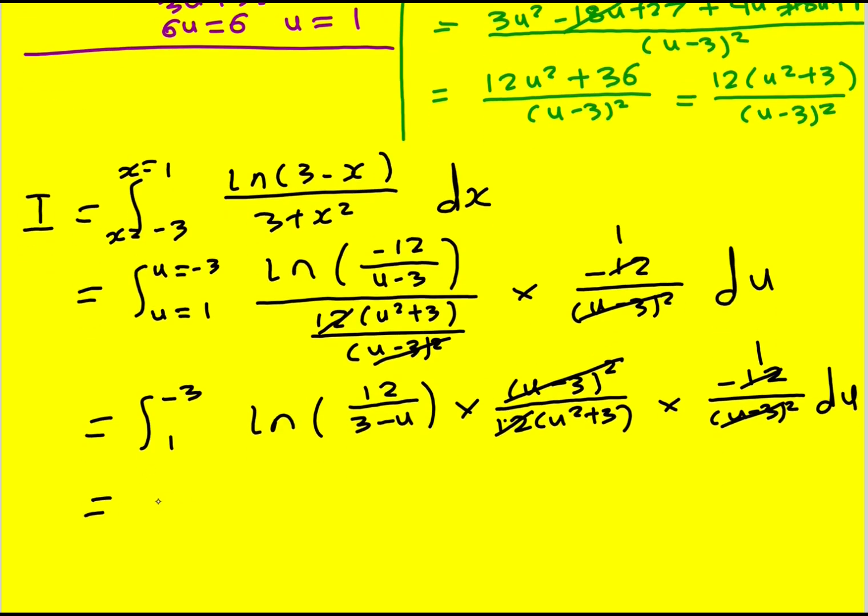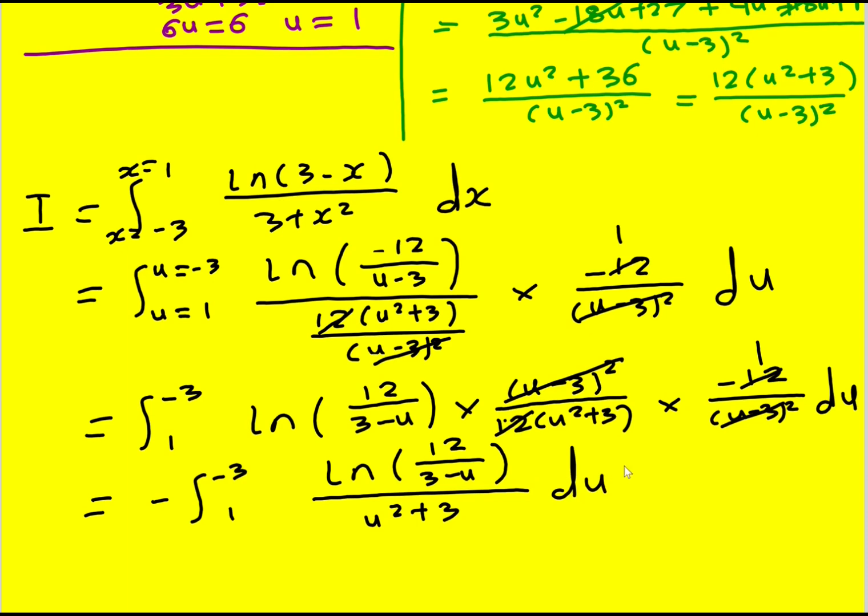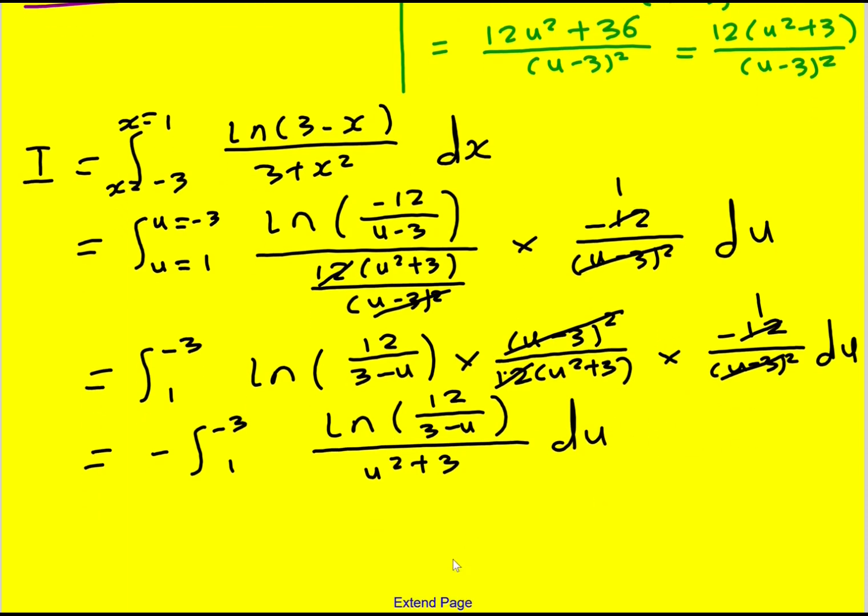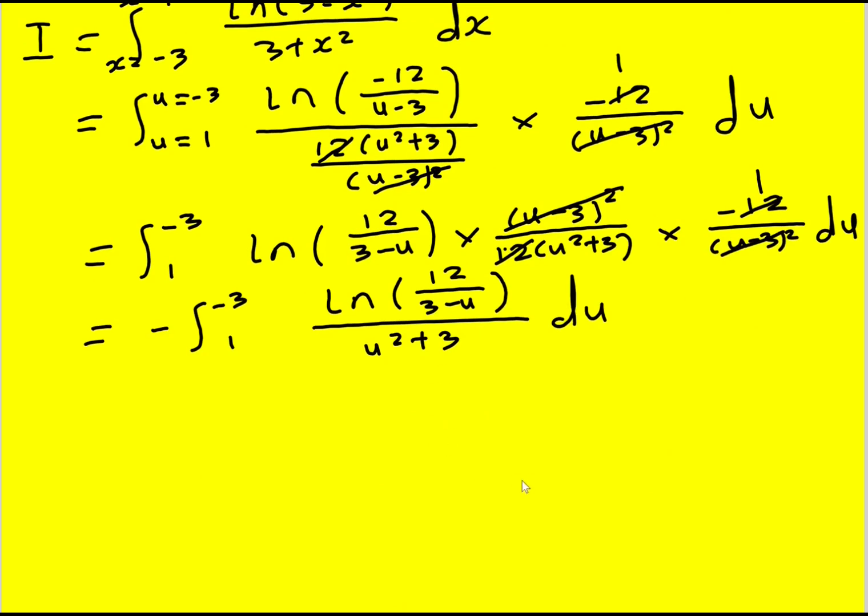So this gives minus the integral from minus 3 to 1 of ln of 12 over 3 minus u, over u squared plus 3. Now, part of this seems like we haven't actually simplified this much. It's not like it's become really nice to integrate. But actually, if you look back at the original question, we are very close to getting exactly the same integral. And that is a good thing, because then we can relate I and I together. You'll see in a second.